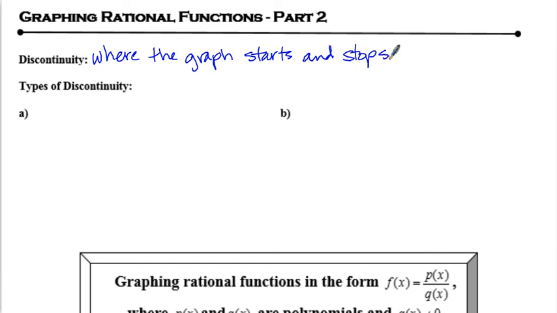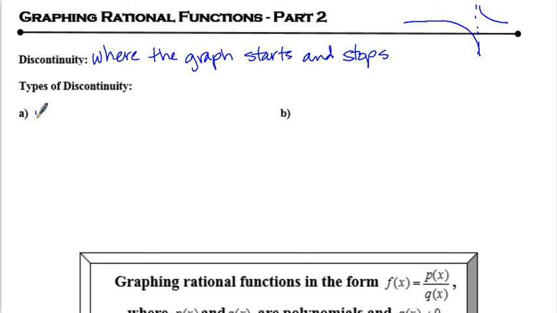It's where the graph starts and stops, and it could start over again, right? And so we saw that happen with our vertical and horizontal asymptotes, right? Continuity is when we can draw something continuously without picking up our pencil, right? We were drawing these things, and then we had to pick up our pencil to finish the graph. So discontinuity happened when we had to pick up our pencil on the other side of those asymptotes. There are 2 types of discontinuity.